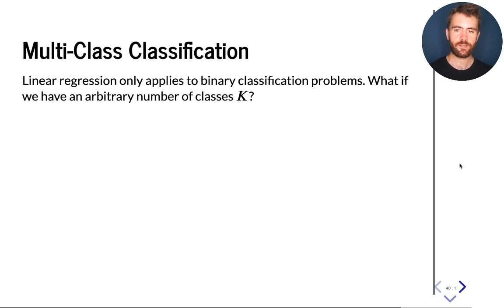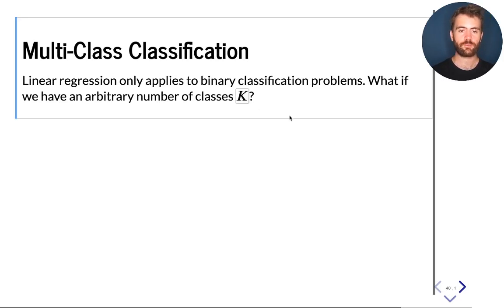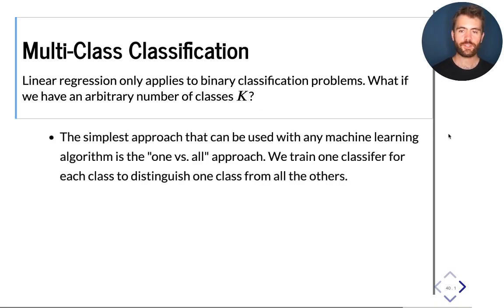So how can we extend this function to a multi-class classification problem where we have an arbitrary number of classes k? Well, one simple approach that we could use, and this is an approach that is reasonably often used in practice and it can be applied to any machine learning algorithm, consists in training one classifier against all the other classes. We train one classifier per class to distinguish that class from all the other classes. It's called the one versus all approach.